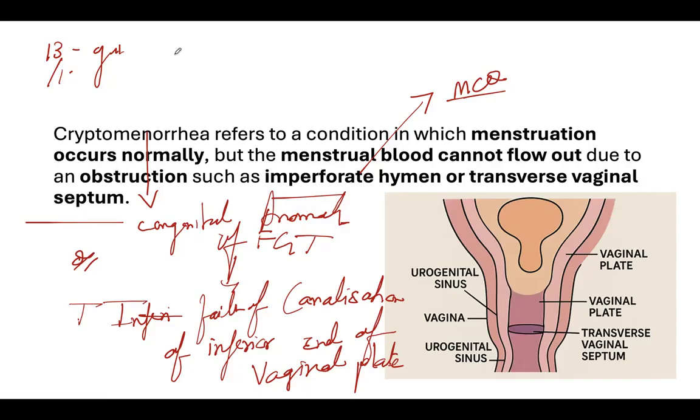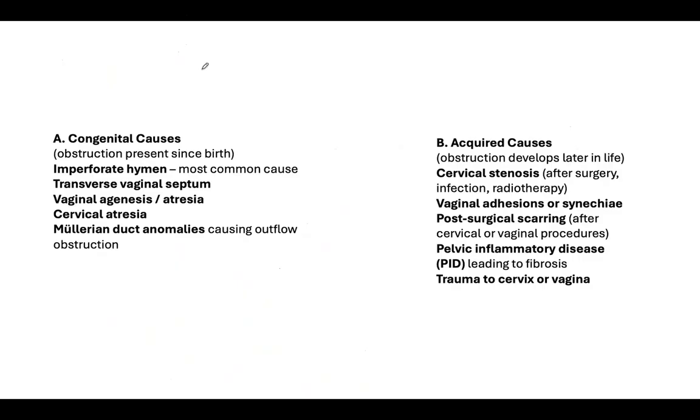So there is a bulge, swelling, bluish tinge bulging in the vaginal opening, okay. So these are some causes, congenital causes and acquired causes. In the congenital causes, the most common cause is your imperforate hymen. There are some other acquired causes, for example, cervical stenosis, post-surgical scarring, pelvic inflammatory disease, trauma to the cervix or the vagina. So remember this, what are the congenital causes and what are the acquired causes, okay.